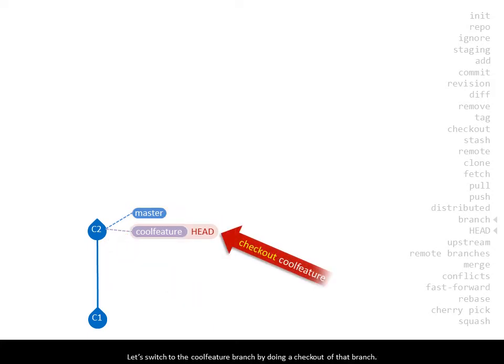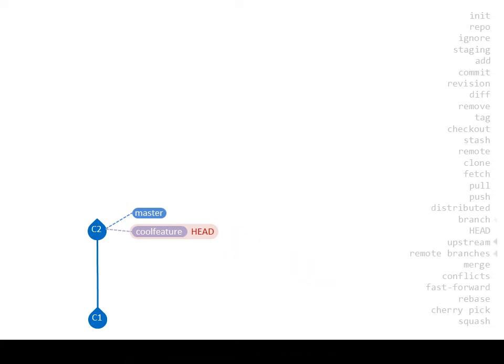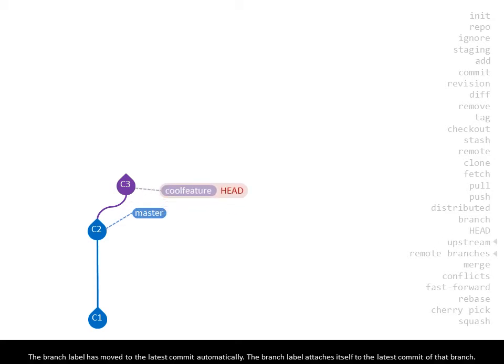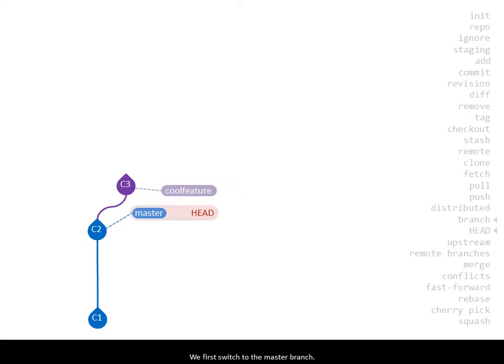Let's switch to the cool feature branch by doing a checkout of that branch. Now we have added a commit to the new branch. The branch label has moved to the latest commit automatically. The branch label attaches itself to the latest commit of that branch. Now, let's assume the feature is done and we are ready to merge it back to the master branch. We first switch to the master branch.